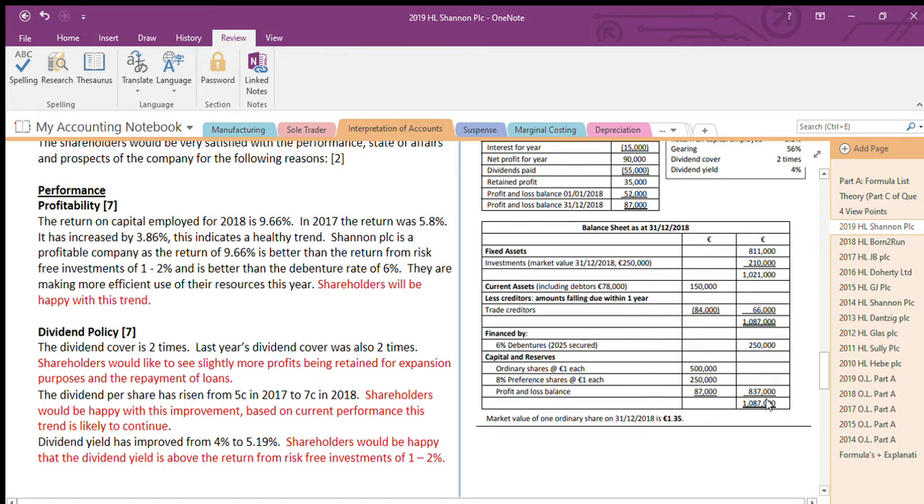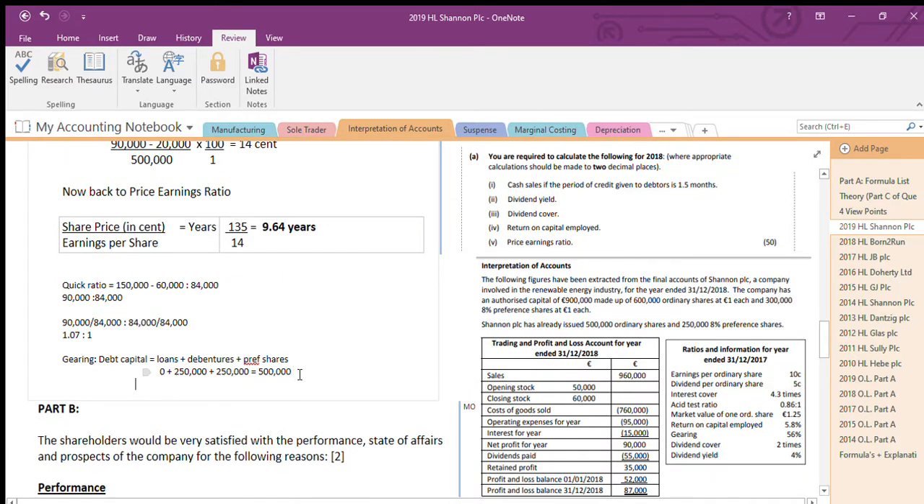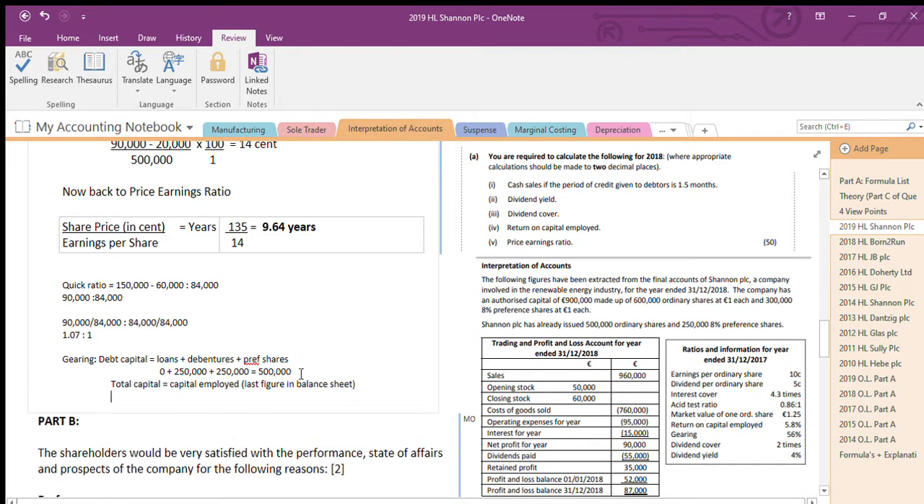This guy right here. So your debt is your loans, debentures, and preference shares. Your capital employed is this line here, the very bottom of every single balance sheet. That's called capital employed: 1,087,000. So I know that my debt capital added up to 500,000. My total capital is equal to capital employed, the last figure in the balance sheet, 1,087,000.